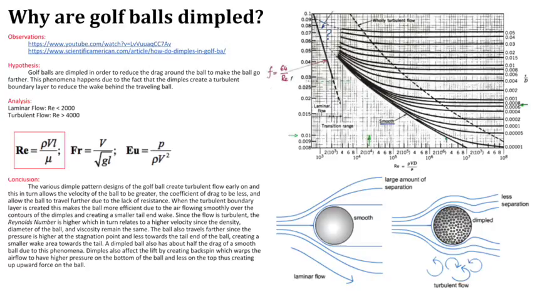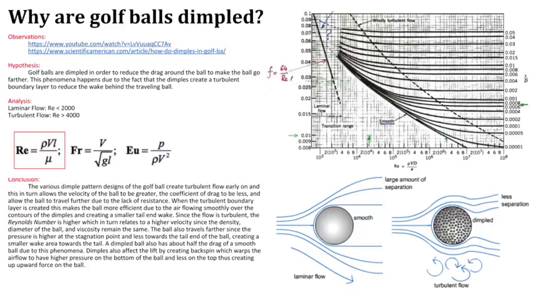The ball also travels farther due to the fact that pressure is higher at the stagnation point at the head and less towards the tail end of the ball, creating a smaller wake area towards the tail. A dimpled ball also has about half the drag as a smooth ball due to this phenomenon.